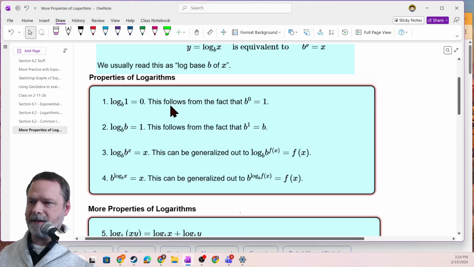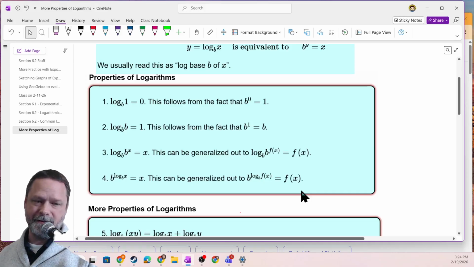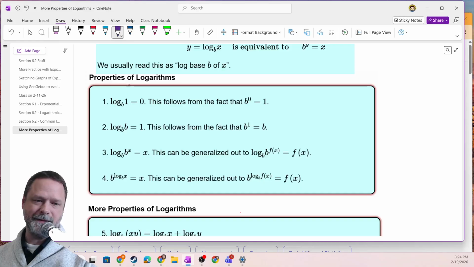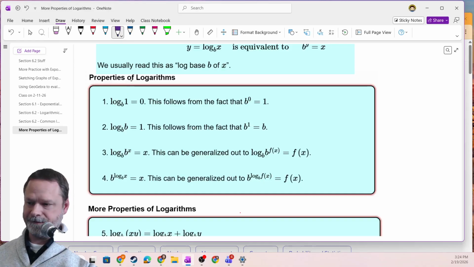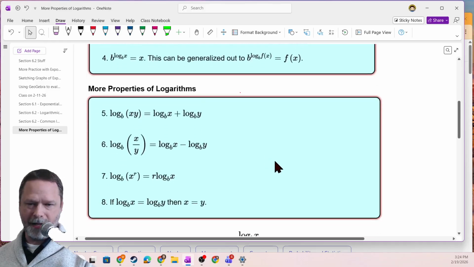So log of 1 is 0, log base b of b is 1, log base b of b to the f of x, so any function of x up here, will equal the function of x, and b to log base b of x equals x. And really that's showing the property of it being an inverse. Logs are inverses of exponents, exponents inverses of logs. They undo each other. So keeping that in mind, we got 4 more properties.